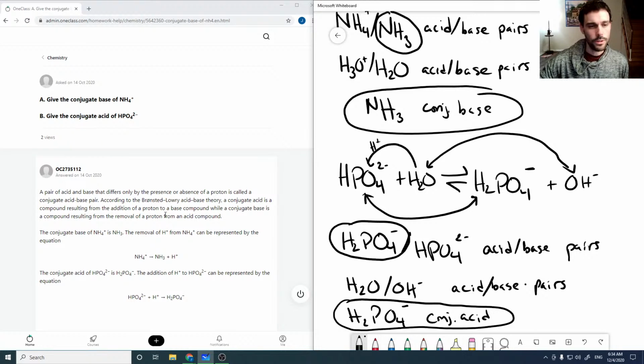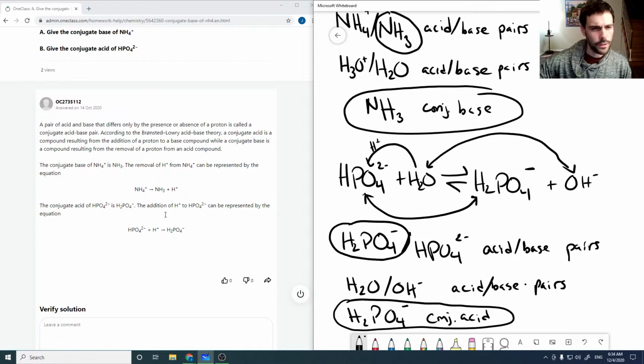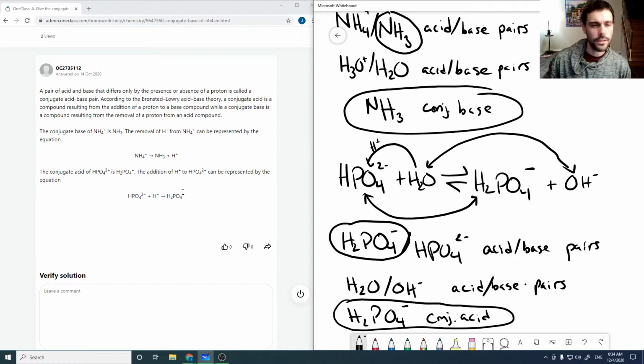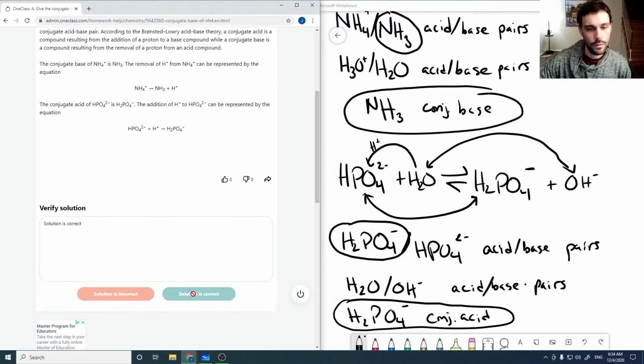So checking through the solution that's posted, a pair of acid and bases that differ only by a hydrogen is called a conjugate acid-base pair. So the conjugate base of NH4 plus is NH3. So yep, that looks good. And the conjugate acid of HPO4 2 minus is H2PO4 minus. And that looks good. It's not quite the acid-base equation, but it's fine. That's a good way to identify acid-base pairs.